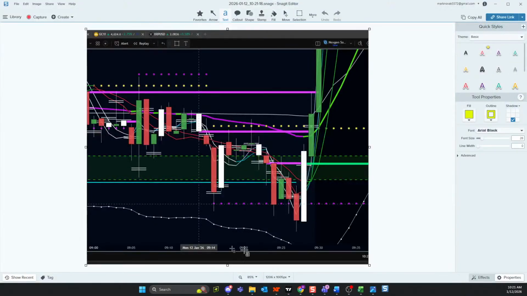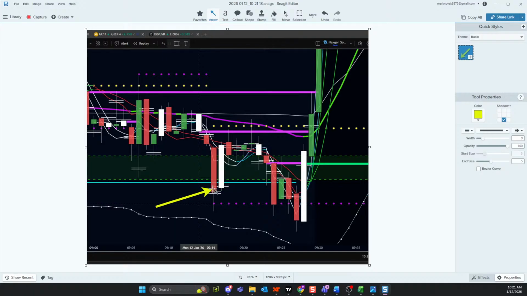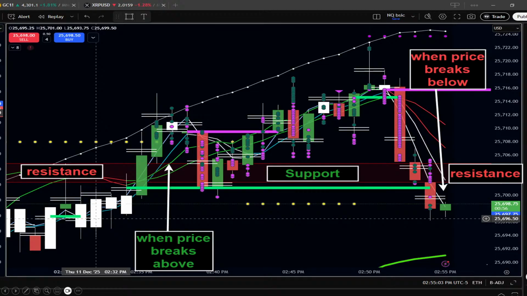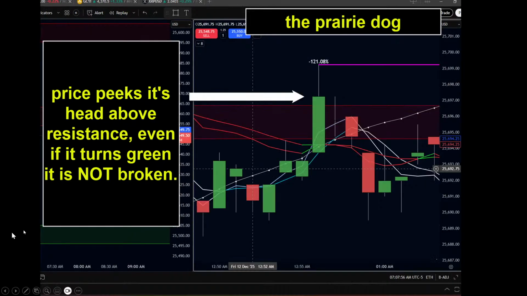So for you newer TradingView people, this look right here, where you say, oh, cool, support broke, that's the prairie dog, guys. And the prairie dog creates a lot of losses for new people. The prairie dog really screws up your good time. It looks like it's broken, but it never gets the full body, and it goes back up. And it looks like it's broken, but it never gets the full body, and it goes back down.